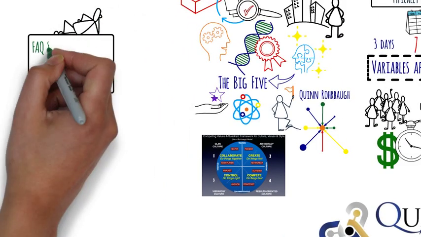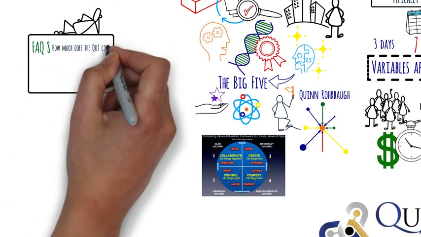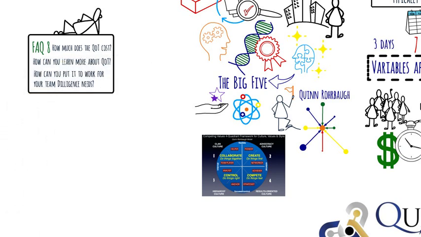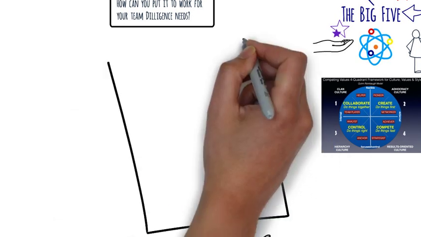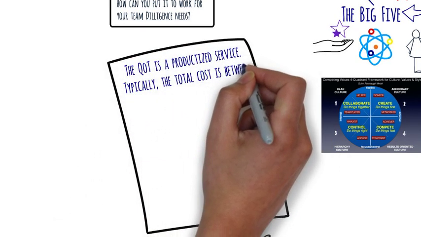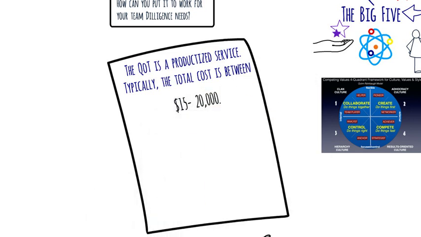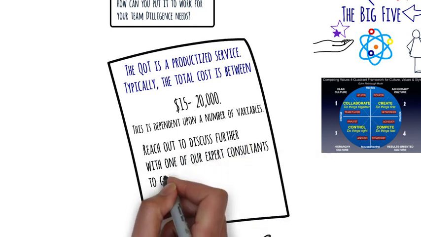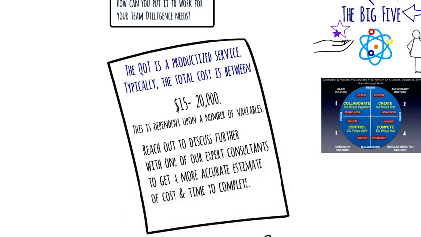FAQ number 8. How much does the QoT cost, and how can you learn more about the QoT and how you can put it to work for your team diligence needs? The QoT is a productized service. Typically, the total cost is between $15,000 and $20,000. This is dependent upon a number of variables. Reach out to discuss further with one of our expert consultants to get a more accurate estimate of cost and time to complete.